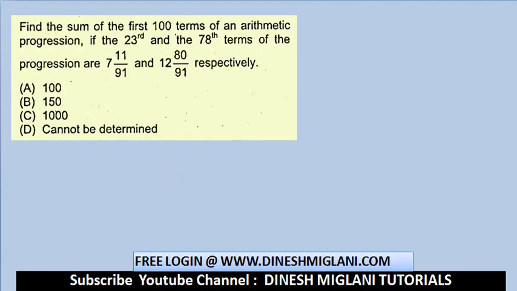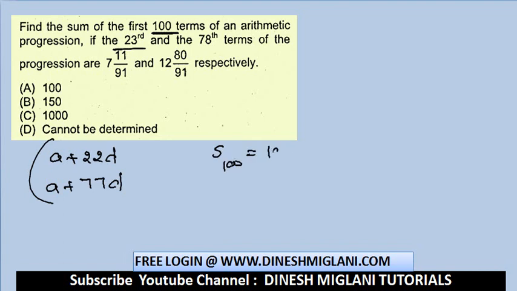Next one is, the sum of the first 100 terms of an arithmetic progression we have to find out. The 23rd term and 78th term are given. We know that the 23rd term is a plus 22d, this is given to us, and the 78th term is a plus 77d. Now we know that S100 is equal to n by 2, inside should be 2a plus n minus 1 into d, so that is 99d.